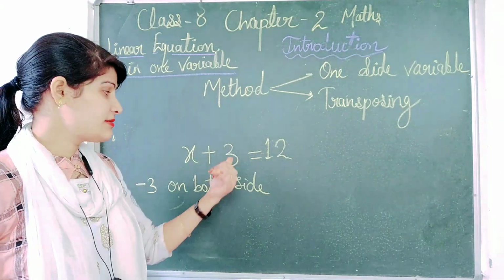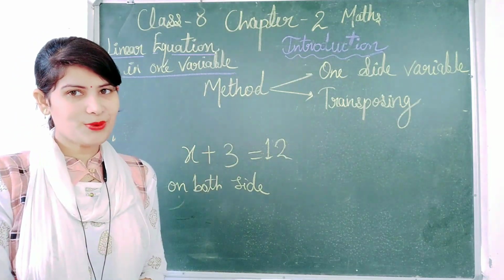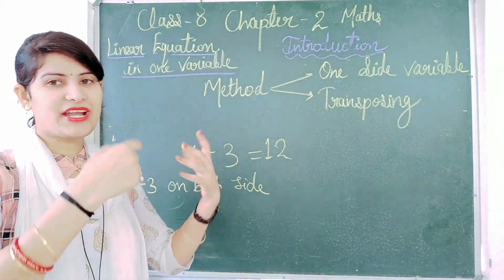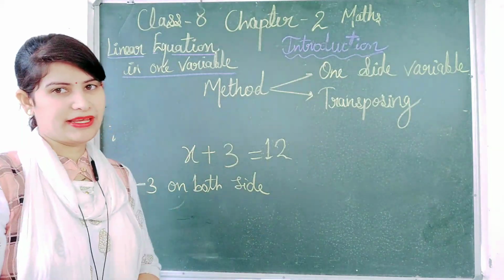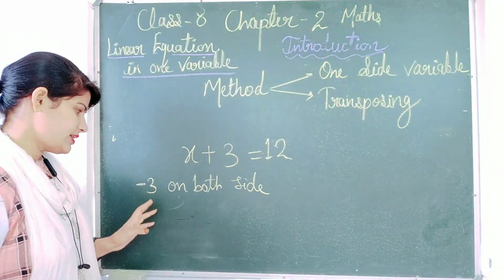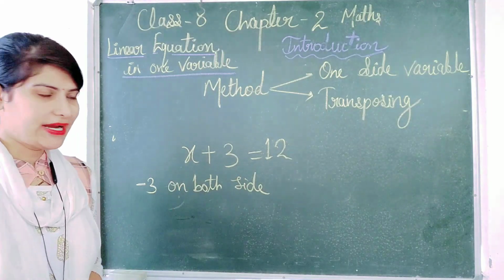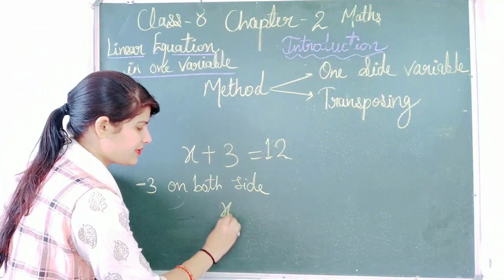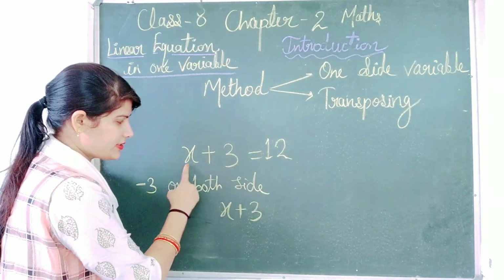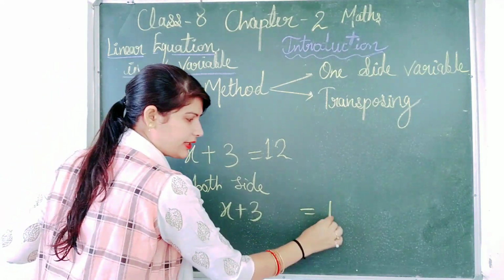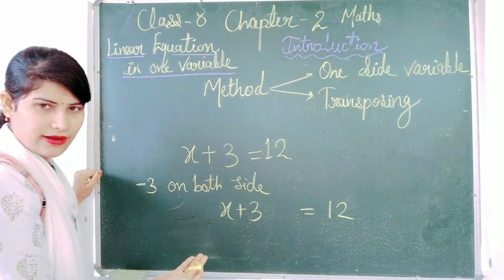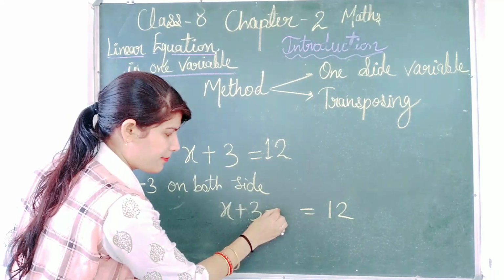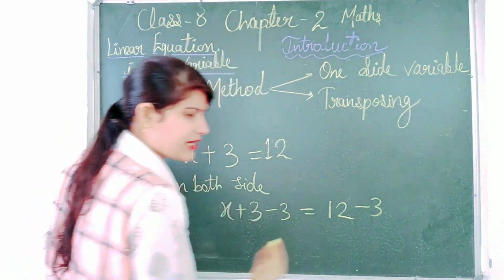If there is minus 3, then plus 3 on both sides; if multiplication, then division, and if division, then multiplication. So what we have to do is minus 3 on both sides. How can you subtract 3? Here is x plus 3 equal to 12. This is our example, right? Minus 3 and minus 3 on both sides.